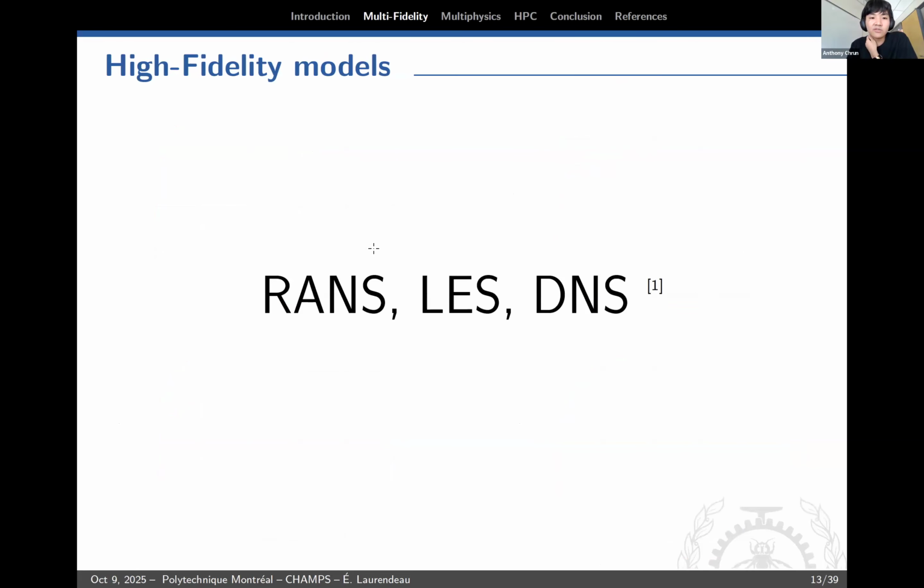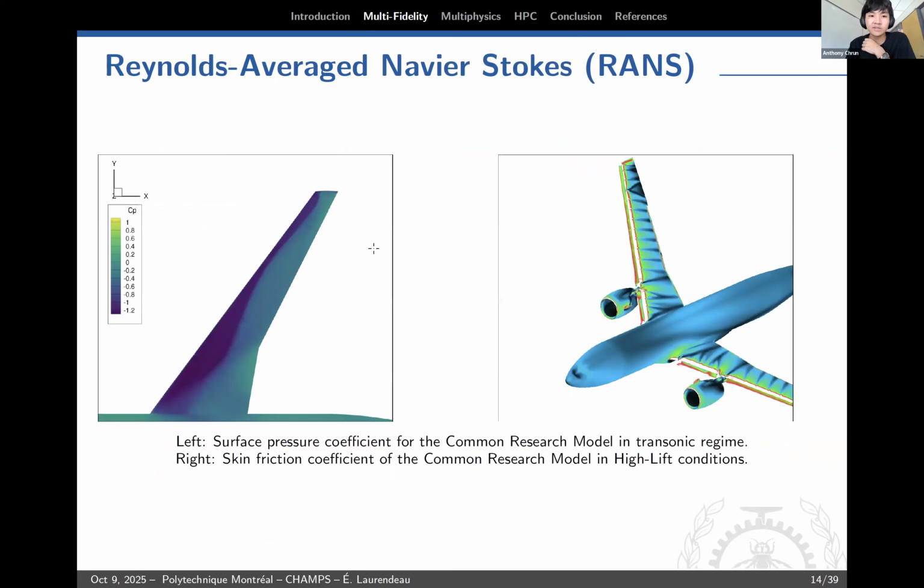Next up, we have the high fidelity models. So the first result here is for our Reynolds-Averaged Navier-Stokes, or RANS, solver. And so in this one, on the left, we can see the pressure distribution on the wingspan of the Common Research Model in transonic regime. And so we can see the shock position that's highlighted on the wingspan. And on the right, we can also see the skin friction coefficients of the same aircraft in high lift conditions.